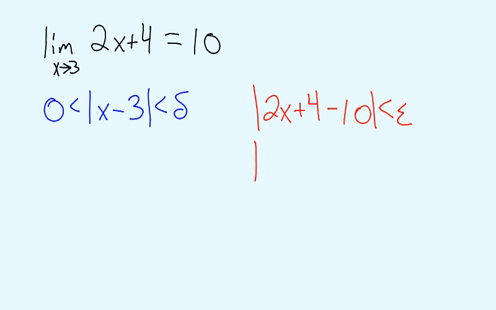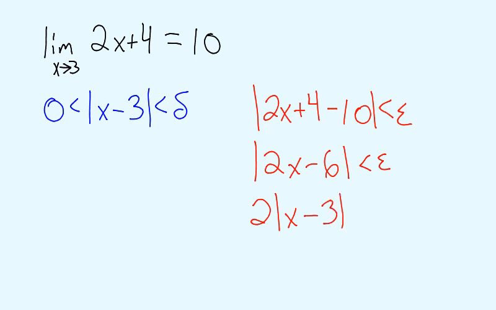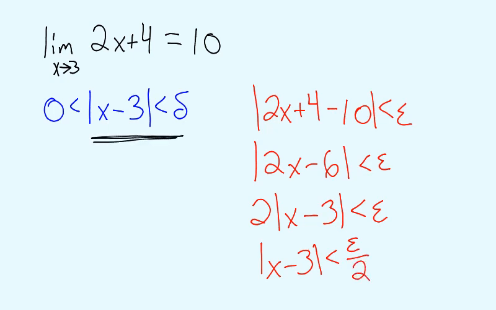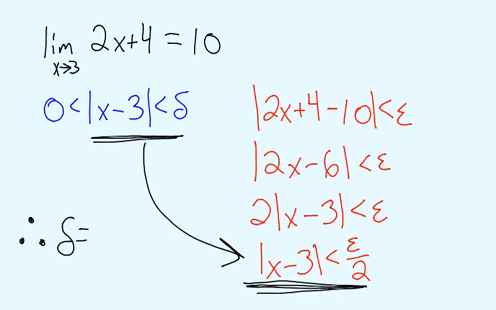So let's find out. First of all, I'm going to simplify inside the absolute value bars to 2x minus 6. Then I'm going to factor out the 2, so I have 2 times the absolute value of x minus 3 is less than epsilon. Divide both sides by 2, and I get the absolute value of x minus 3 is less than epsilon over 2. You should notice that this now matches our delta formula.